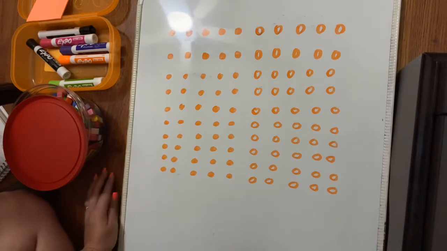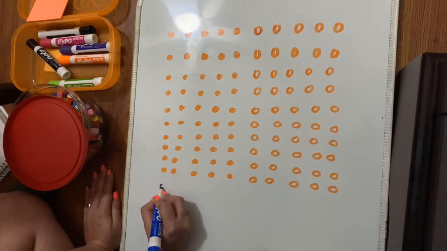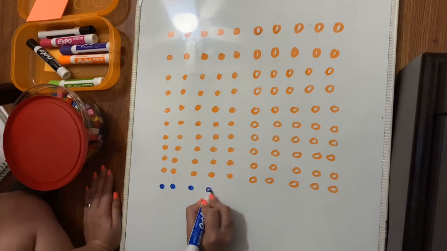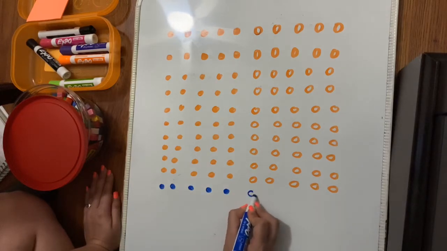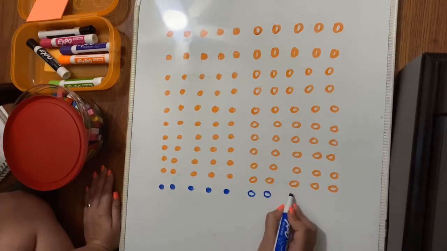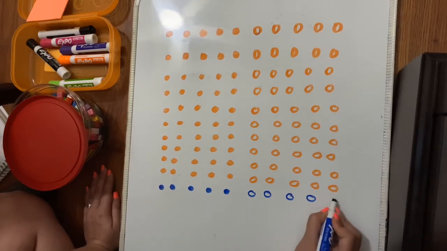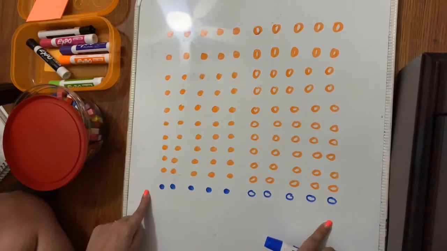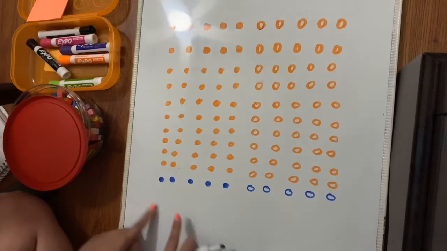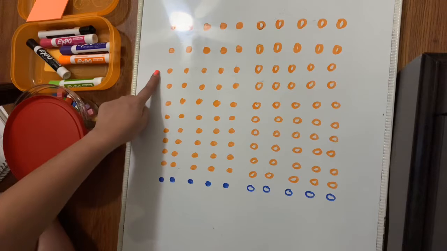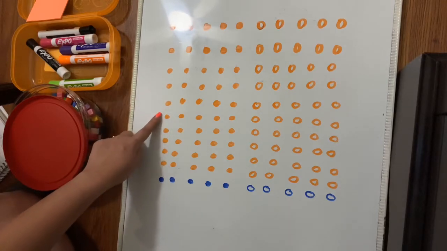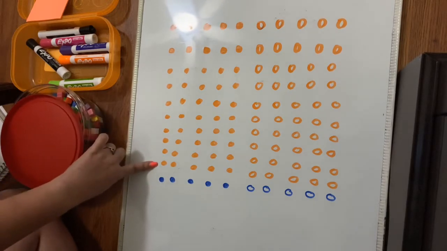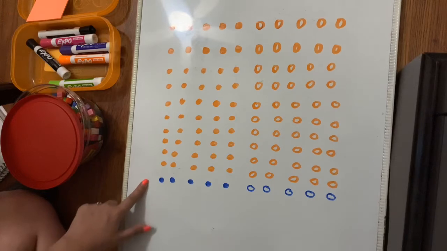Now, what happens after when I add an extra dot? Now I have 101, 102, 103, 104, 105, 106, 107, 108, 109, 110. I made a bundle of 10 because I have 10 in a row. So now moving on to my next row. So now I have 1 10, 2 10s, 3 10s, 4 10s, 5 10s, 6 10s, 7 10s, 8 10s, 9 10s, 10 10s, and 11 10s. Let's do one more row.